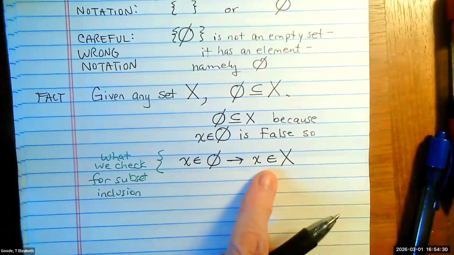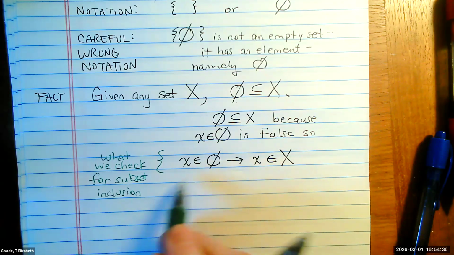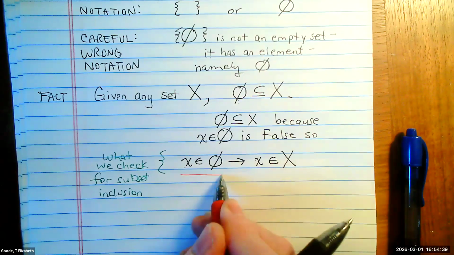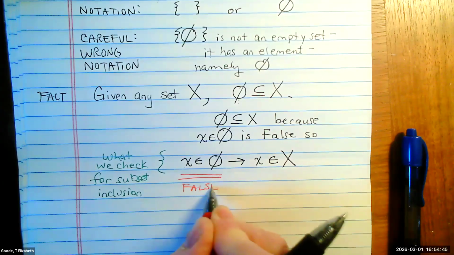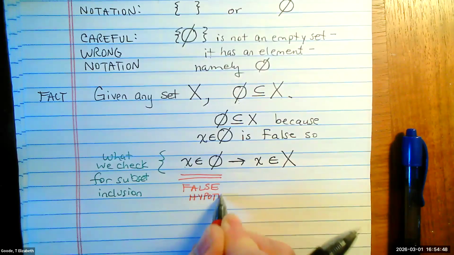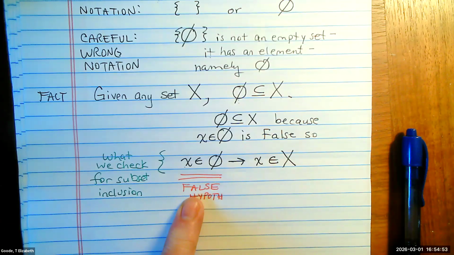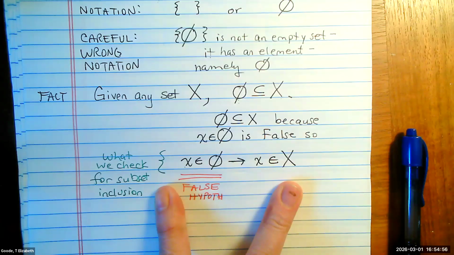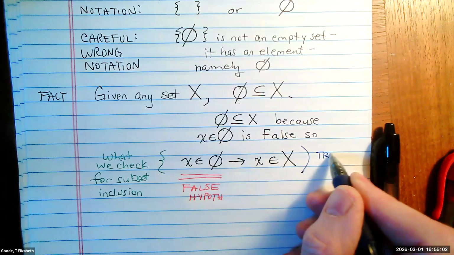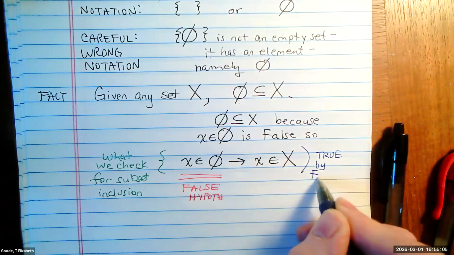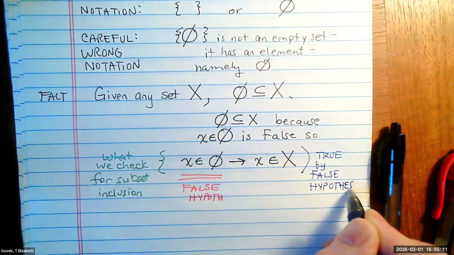This if-then is true by false hypothesis because there is no element x in the empty set. So the hypothesis of this if-then is false. And what we know about if-then statements is if an if-then statement has a false hypothesis, the entire if-then is true by false hypothesis. And that means the empty set is a subset of any set, including itself.